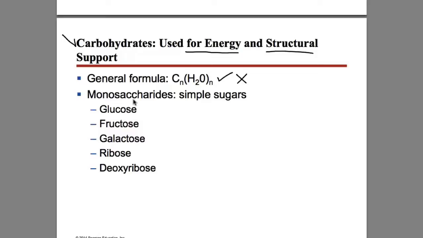Within the carbohydrates, the simple sugars are known as monosaccharides because they're composed of just a single saccharide unit. And here are some examples. You've all heard of glucose, very important in our metabolism, as well as fructose, galactose, ribose, and deoxyribose. These are some of the most important ones to know as examples of monosaccharides.